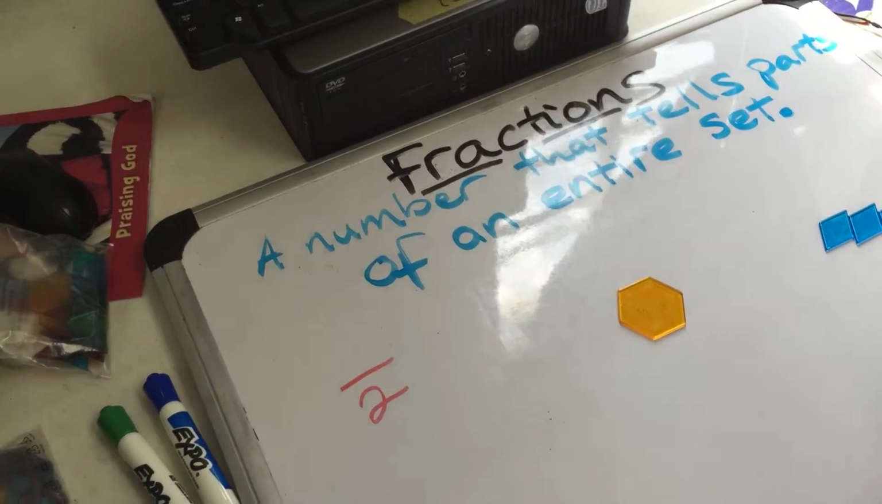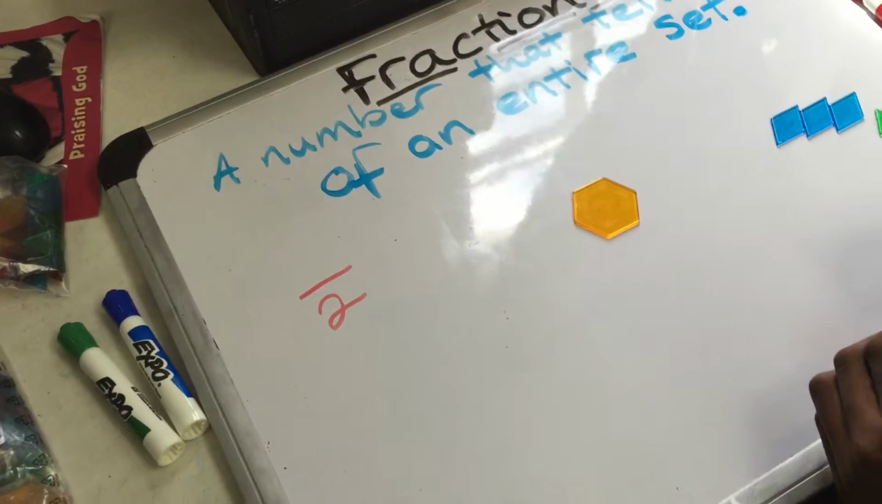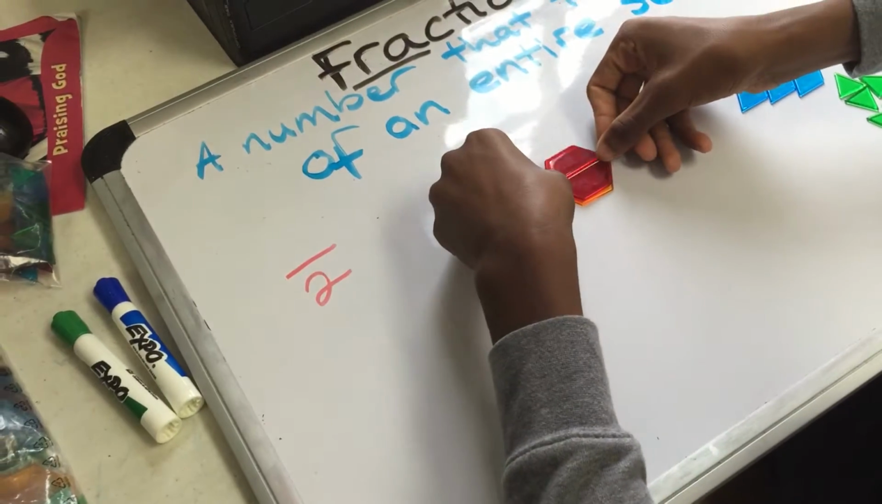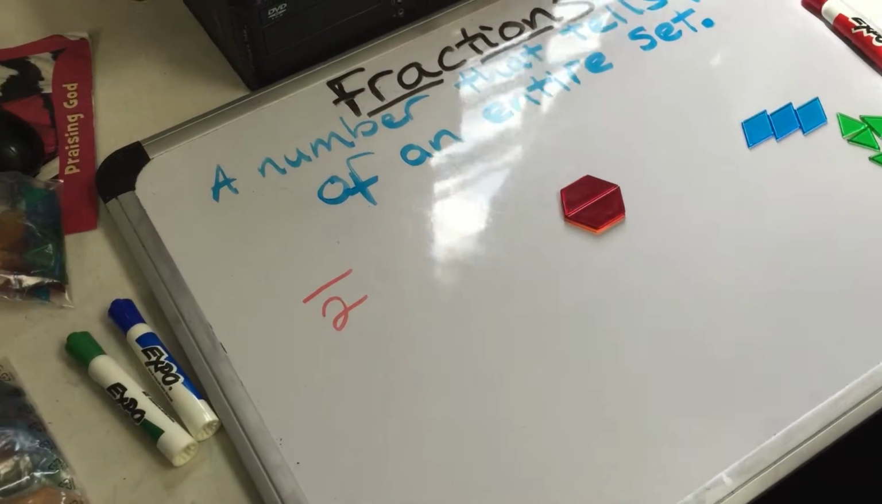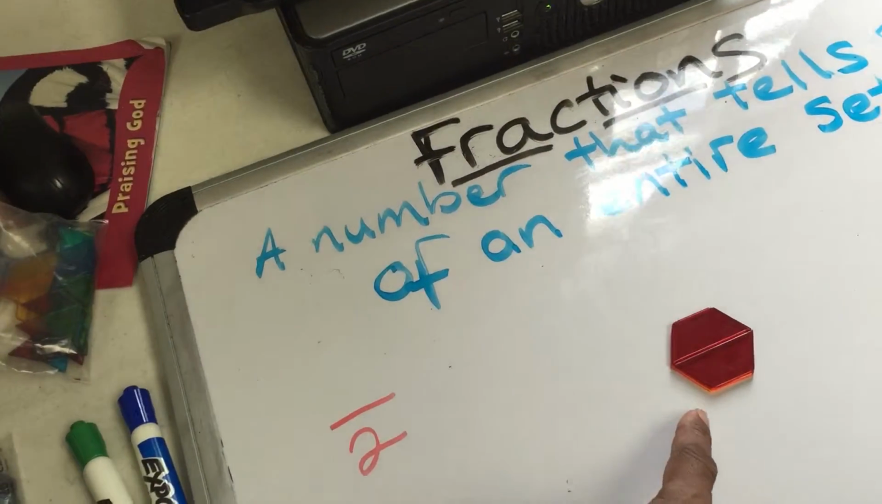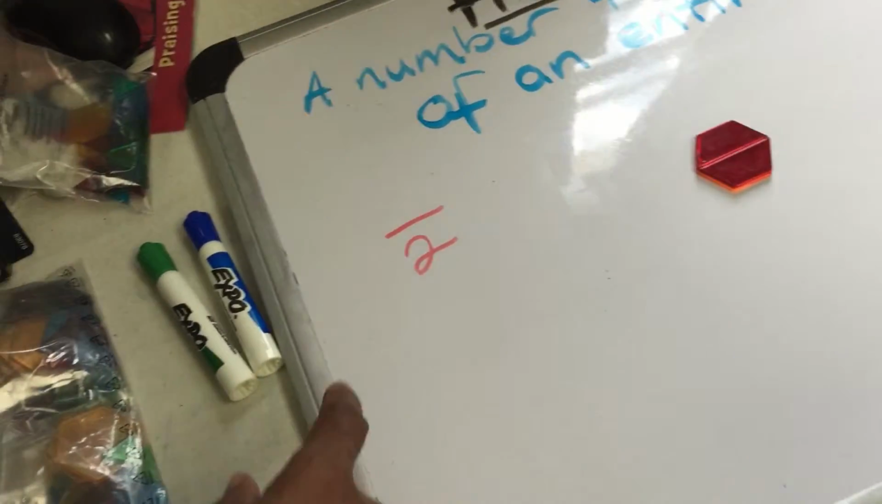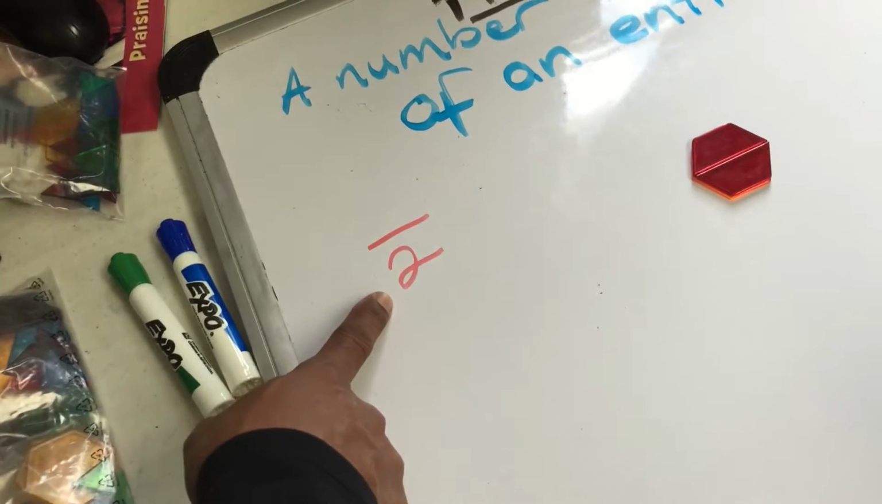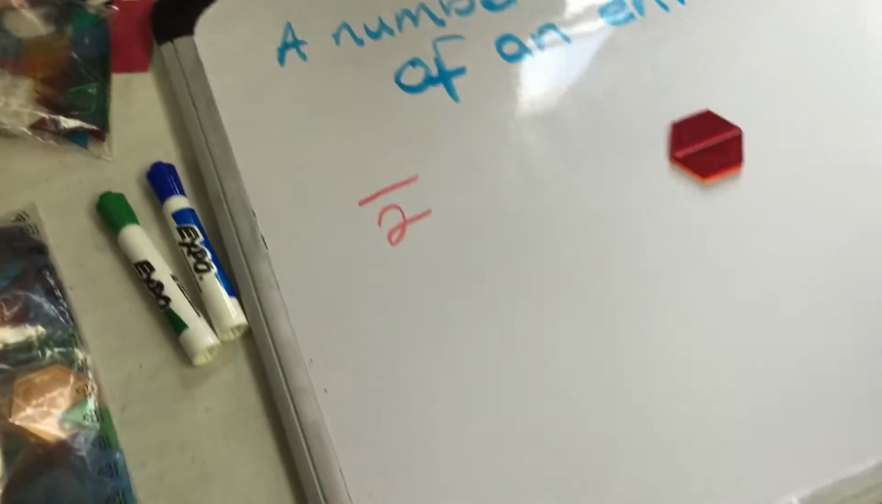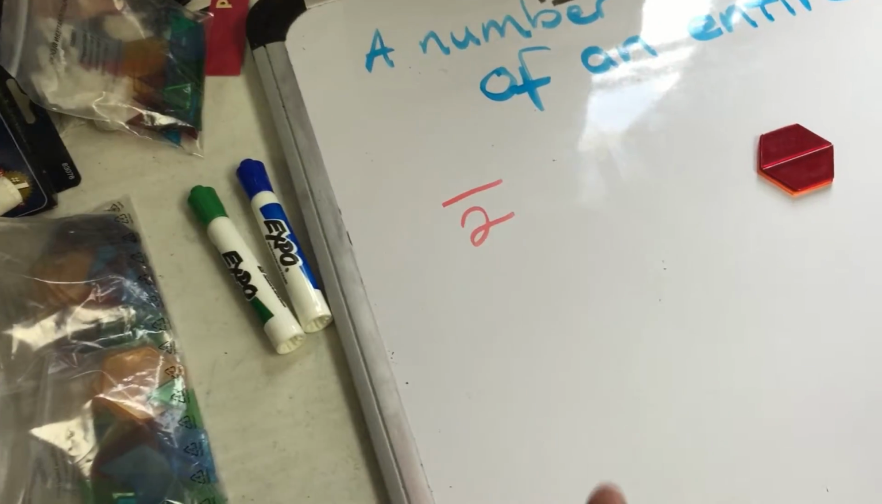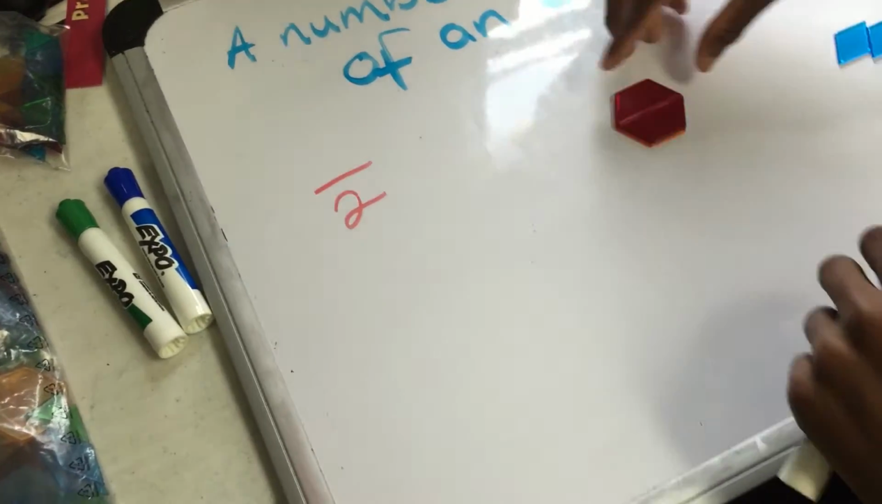So when you compare those red pieces to the yellow, if you put them on top of the yellow, it equals the exact same thing. It's the same whole. So it takes 2 red pieces to make a whole. That's what this part of the fraction represents. This is called the denominator.